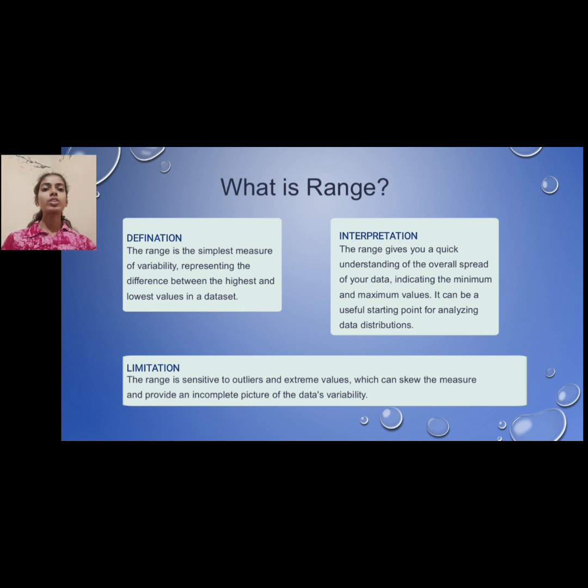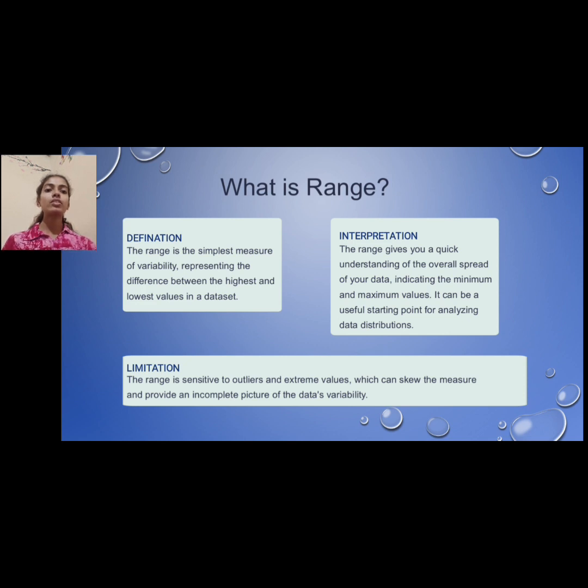First, let us look at the range because it is easy to understand. Range is the simplest measure of variability, representing the difference between the highest and the lowest value in a dataset. The range gives you a quick understanding of the overall spread of data, indicating the maximum and minimum values. It can be a useful starting point for analyzing data distributions.